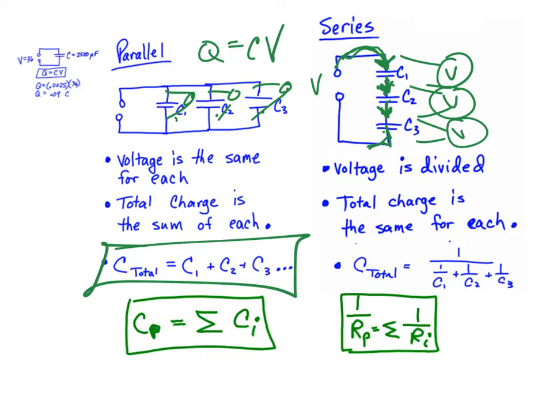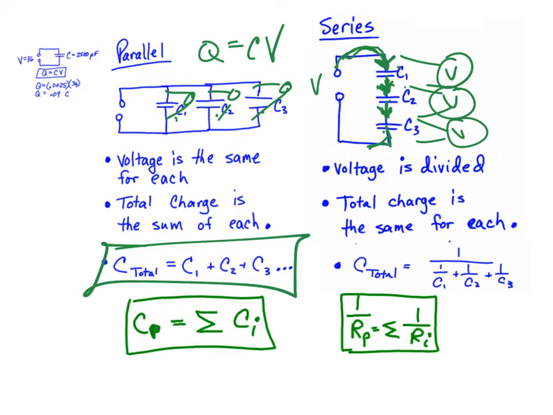It's kind of a weird concept, because the charge leaving one goes into the next. So however much leaves one will be how much goes into the next. So they will all end up having the same amount of charge, but their voltages won't be the same if their capacitances are not the same.